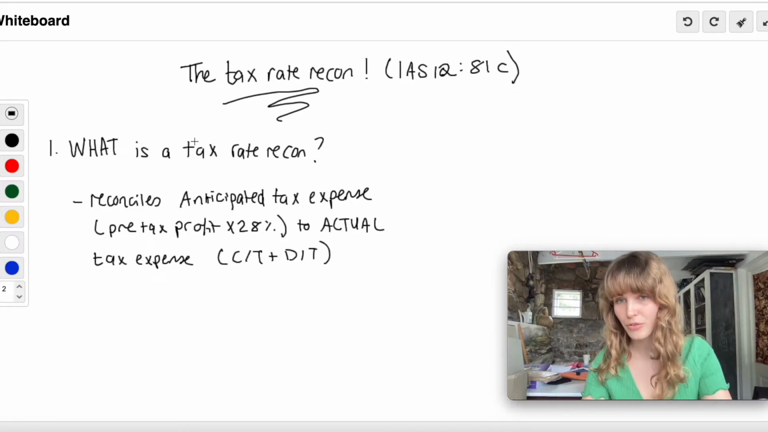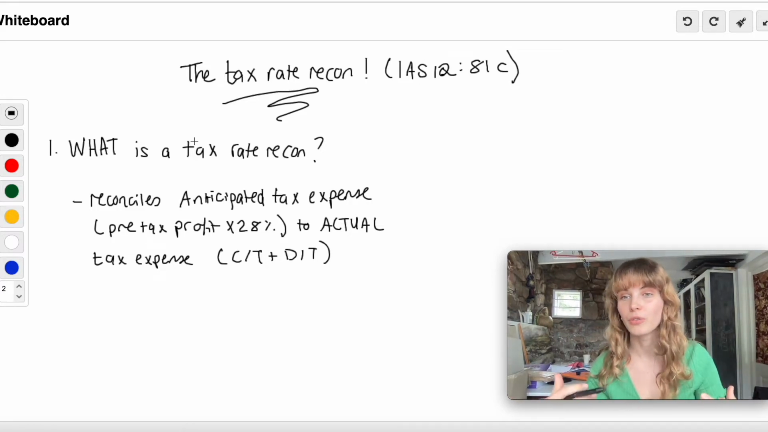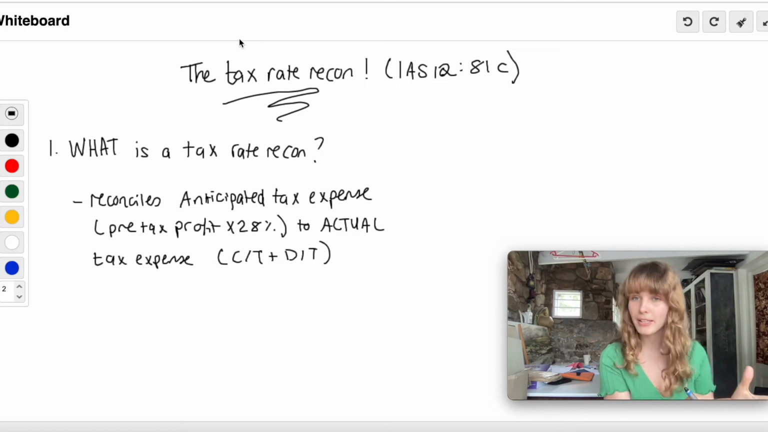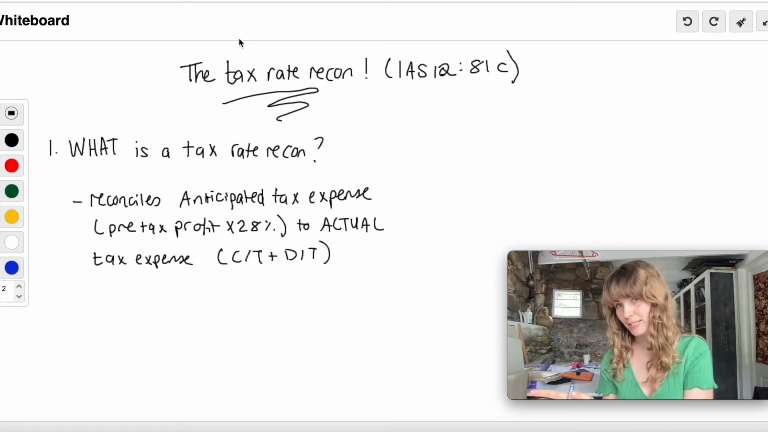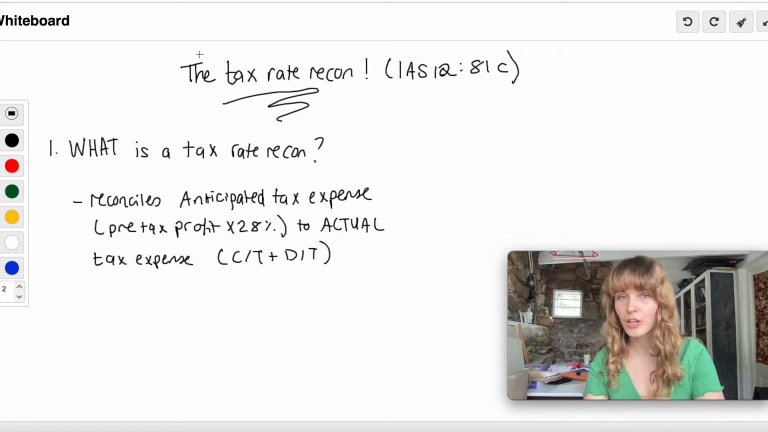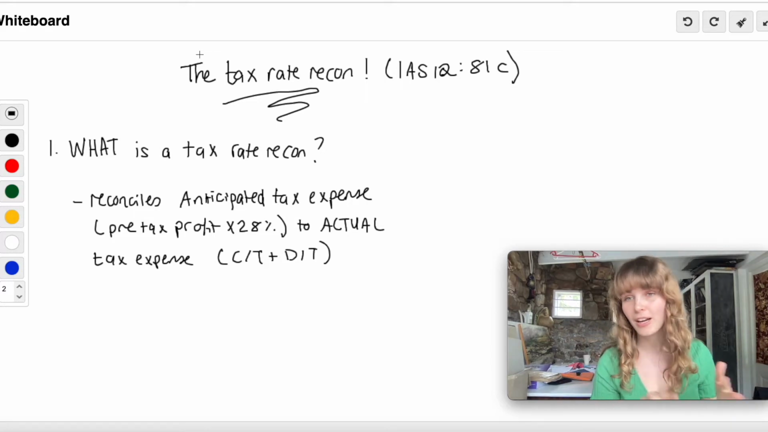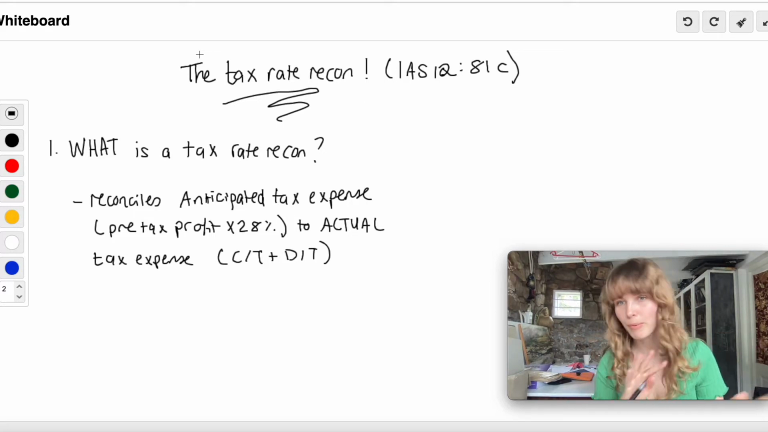Sometimes SARS disallows certain deductions, whereas accounting would have granted a full 100% deduction. Therefore, we have certain reconciling items. So in summary, it's accounting for the differences between our anticipated tax expense and our actual tax expense. And importantly, our actual tax expense is made up of our current tax, and that's what SARS says this year, that's how much you owe, right? And we know how to do that. That's using our taxable income multiplied by applicable tax, rebates, etc.